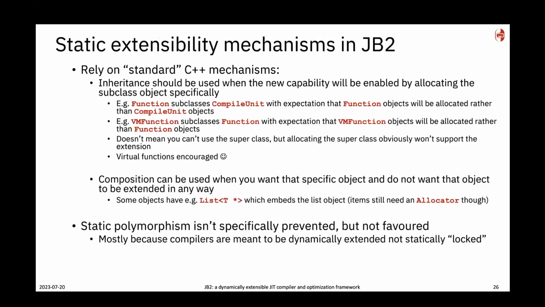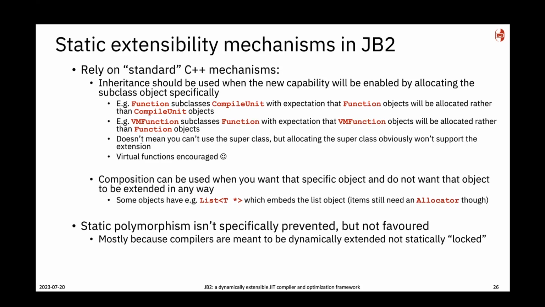So the static extensibility mechanisms are all just basically C++ mechanisms, and this is all fairly standard stuff. Inheritance can be used when, if you're extending a compiler and you're creating a new capability and you're going to be allocating the new thing rather than the base class, then that's a place where inheritance is appropriate. So the examples here are that Function subclasses CompileUnit, with the expectation that Function objects are going to be allocated rather than directly allocating CompileUnit objects. And you use virtual functions all over the place so that even things that get passed a CompileUnit can actually have their behavior overridden by what Function defines and so on.